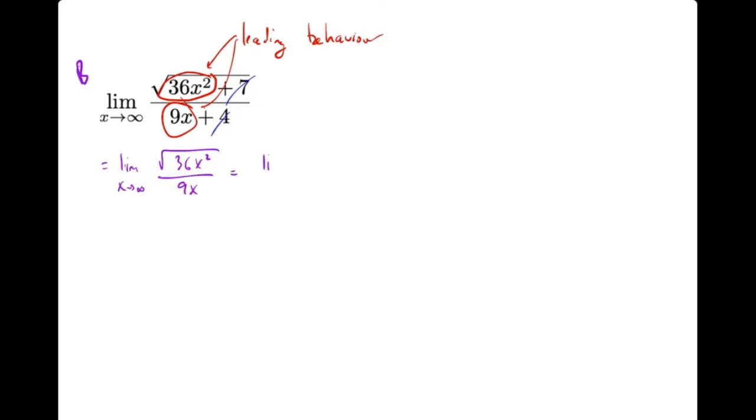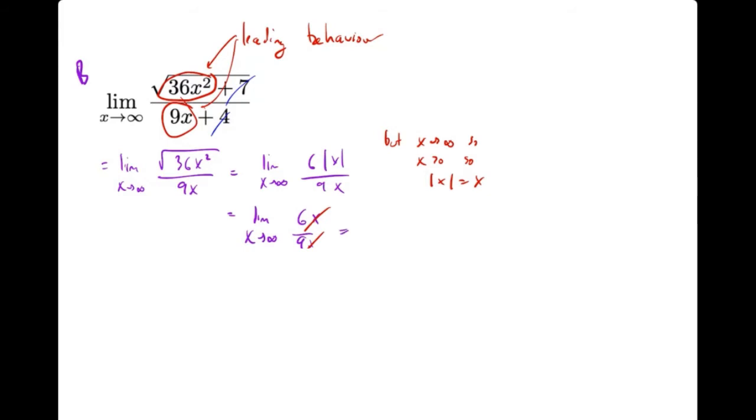Let's deal with that square root. The limit as x goes to infinity of 6 times the absolute value of x over 9 times x. But x is going to infinity, so x is bigger than 0. So the absolute value of x is equal to x. So this is equal to the limit as x goes to infinity of 6x over 9x, which equals 6 over 9 equals 2 over 3. Pretty cool, huh? I love this technique.